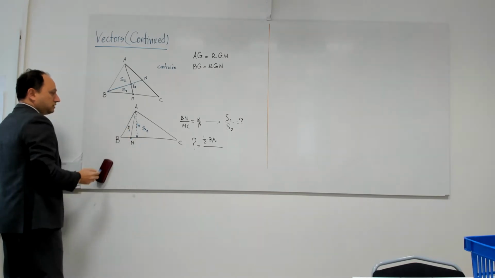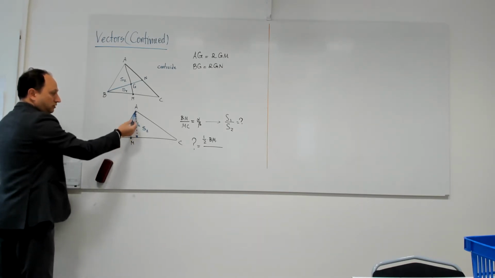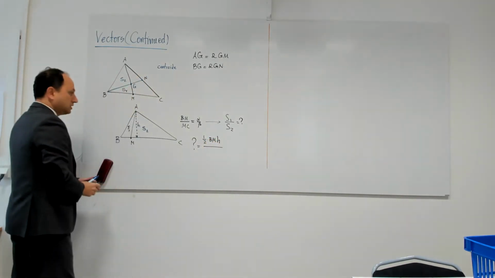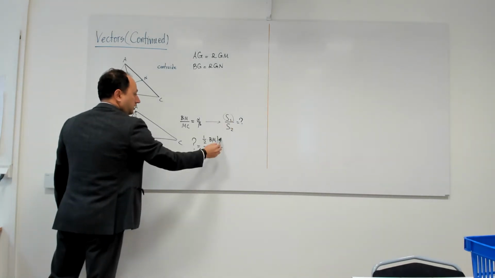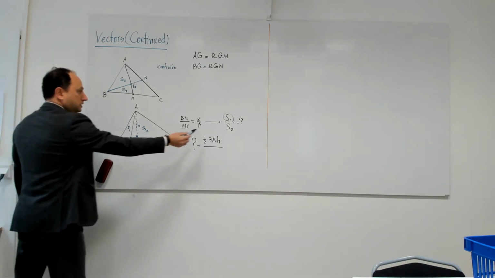Let me call it H for height. And this would be the altitude for this triangle, yes? So I multiply it by H. Now I ask you the same question. So instead of S1 that you see here on top, I wrote this one, which is completely valid. And then I want to do the same thing for S2.